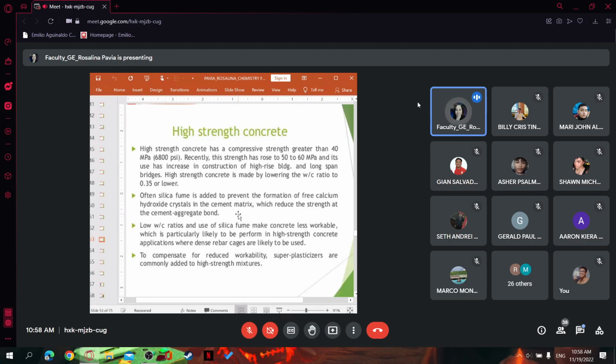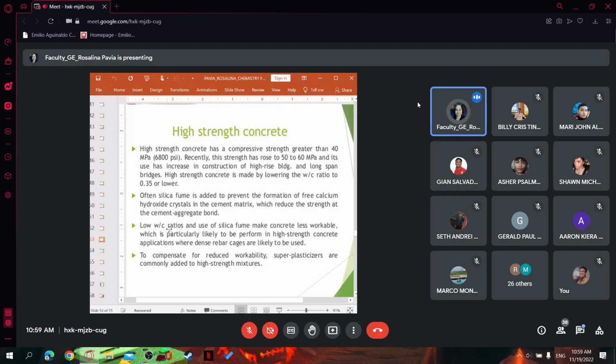Actually, one of the compositions of cement is 0.5 to 1.5 free lime. What is free lime? That is free calcium hydroxide. Lime is actually calcium hydroxide. Okay, take note of that. When calcium hydroxide crystallizes, it will reduce the strength of your cement aggregate bond. To avoid that, they add silica fume.